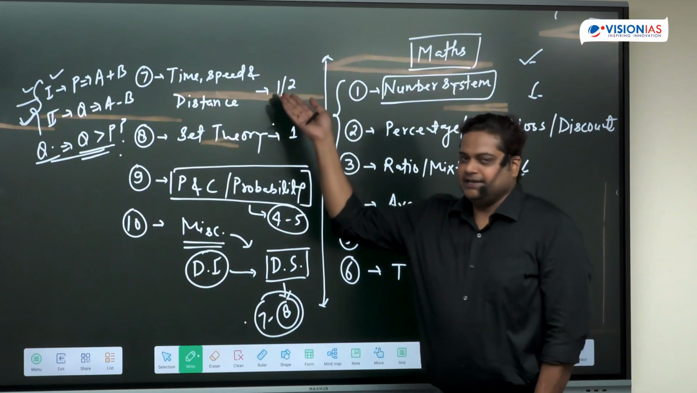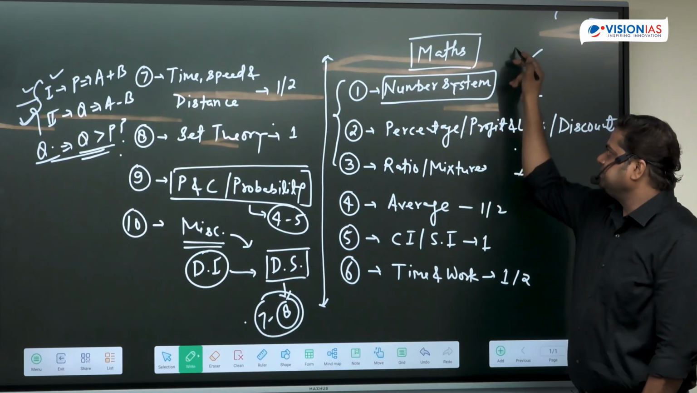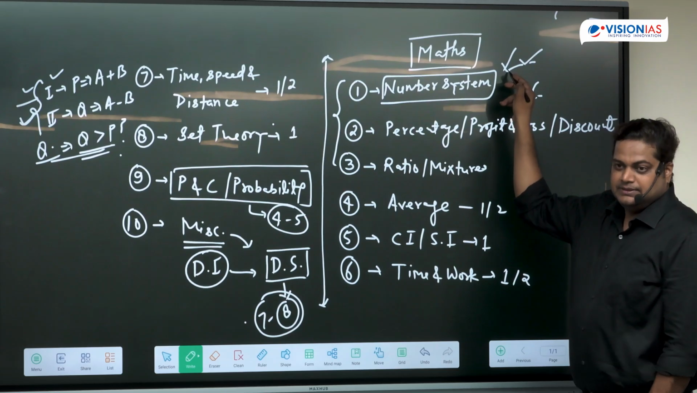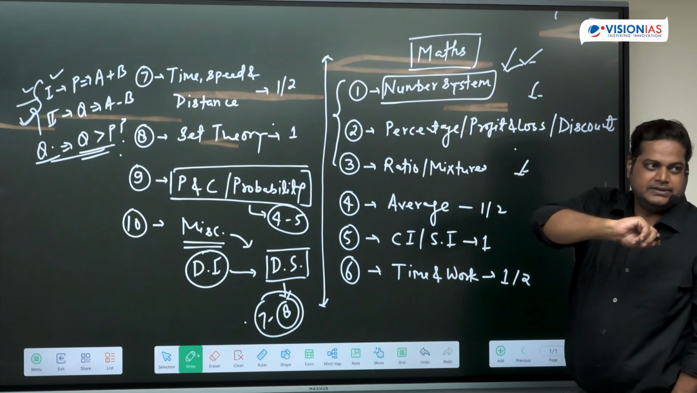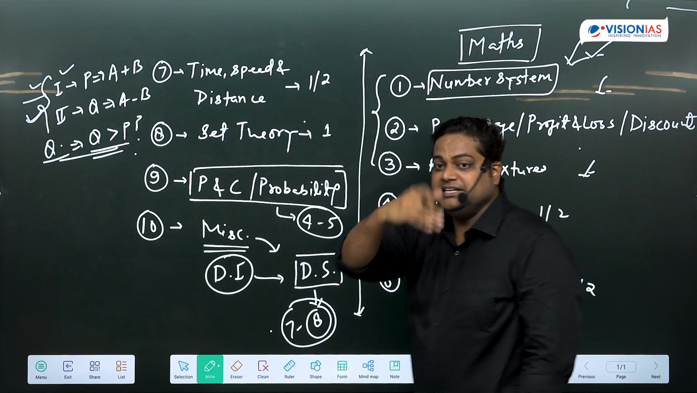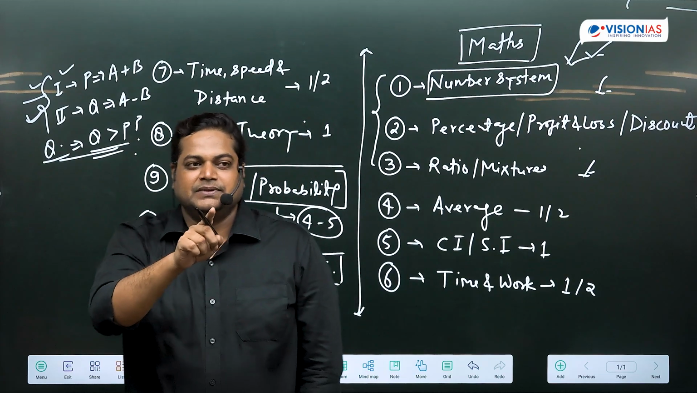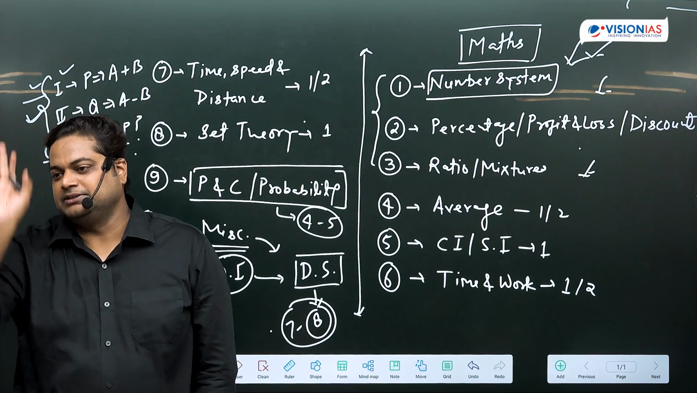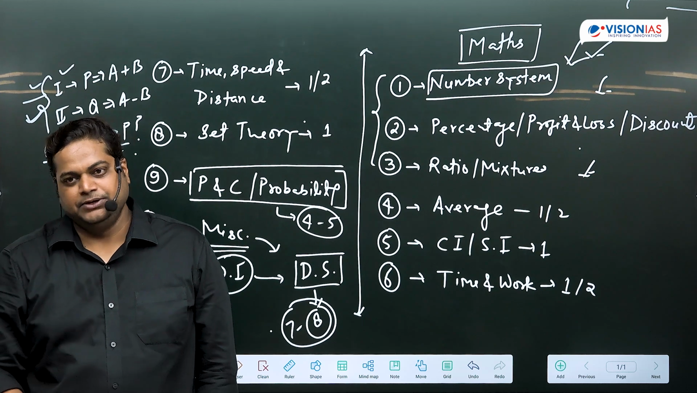So next year, it can happen that they are going to ask fewer questions from number system. This can happen. But we cannot skip it. Even if they reduce the number of questions from number system, they are going to ask at least 10 questions, not less than that. So for that, we need to understand it.